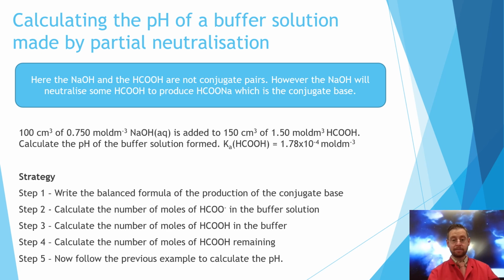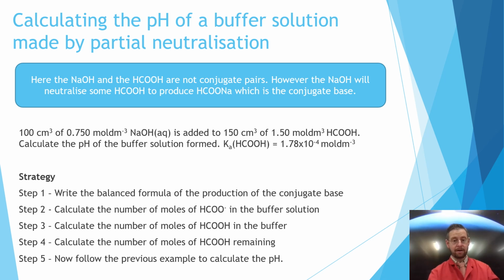Calculate the pH of the buffer solution formed, where they give you the dissociation constant. So just be aware, the NaOH is not the conjugate base for HCOOH, but it will produce it. So in the step-by-step of this, and notice the question never prompted you for this, and that's why I think these are so hard, you must write the balanced formula for the production of the conjugate base.